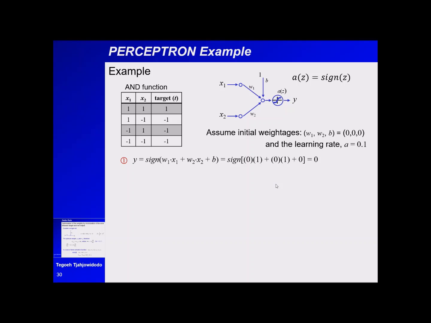So signum function means if you have positive z, then the output of this signum function will be equal to 1. If z is positive, the output is 1. If z is negative, the output is -1. If z is 0, then the output is 0. So I will use this signum function as the activation function, and then I will update the weights with the perceptron rule by taking into account the output of the activation function.